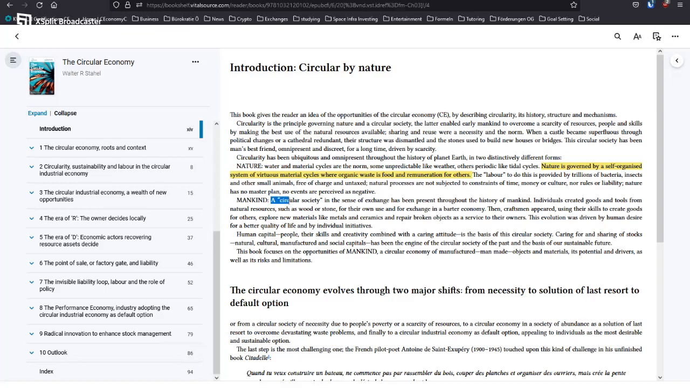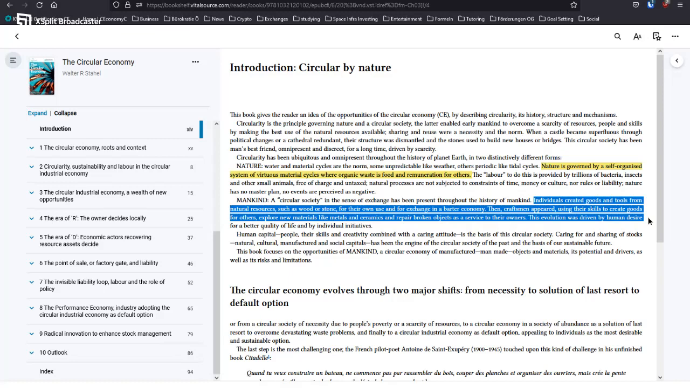So, a circular society, in the sense of exchange, has been present throughout the history of mankind. So we've actually done that. We have been there. Individuals created goods and tools from natural resources such as wood or stone for their own use and for exchange in a barter economy. Then craftsmen appeared using their skills to create goods for others, explore new materials like metals and ceramics, and repair broken objects as a service to their owners. This evolution was driven by human desire for a better quality of life and by individual initiatives.